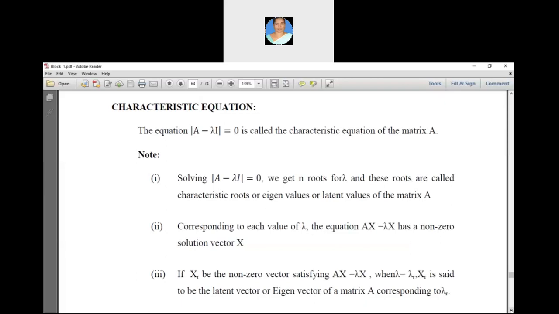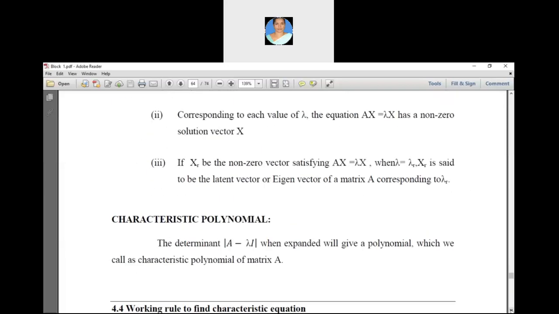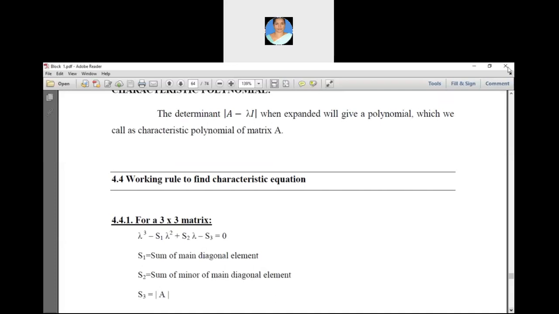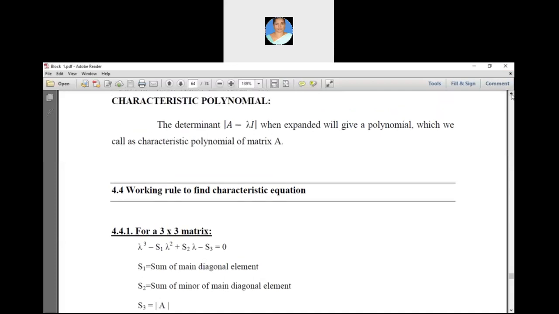Characteristic equation or characteristic polynomial. The determinant of A minus lambda I, when expanded, will give a polynomial which we call the characteristic polynomial of A, the characteristic polynomial of matrix A.